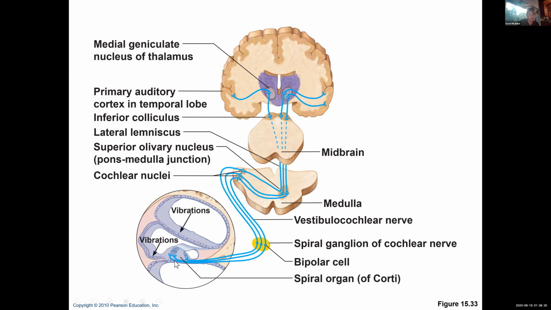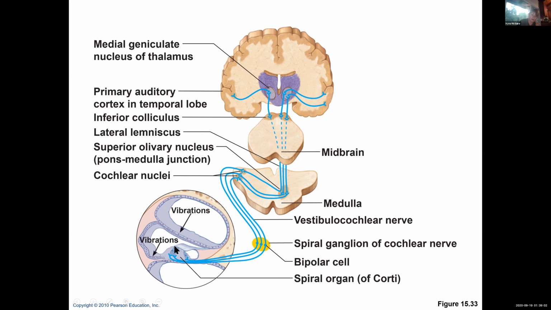And then over here, that's our cochlea, right? So we have our three scala: scala vestibuli, cochlear duct, and scala tympani. And over this part over here, this is the basilar membrane. And this whole part here is called the spiral organ of Corti.